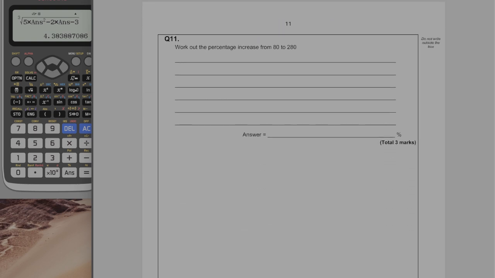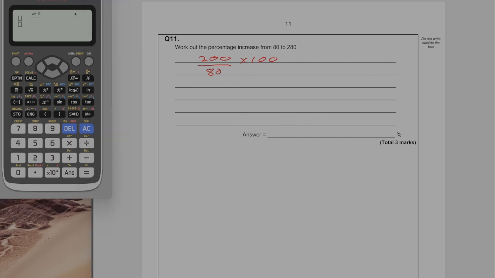Right, question 11. Work out the percentage increase from 80 to 280. Okay, so it's going to be change divided by original times 100. So the change is going to be 200 divided by 80 times 100, which I think is going to be 250. So 200 over 80 times 100. So we're looking at a 250% increase.